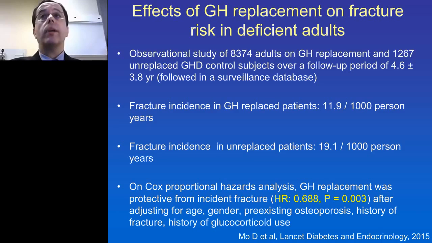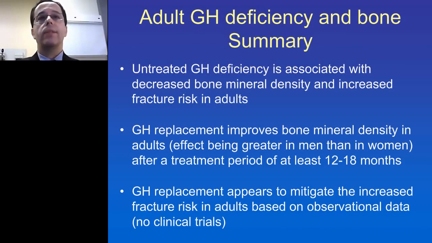So in summary, untreated growth hormone deficiency is associated with decreased bone mineral density and increased fracture risk in adults. Growth hormone replacement improves bone mineral density in adults, the effect being greater in men than women after a treatment period of at least 12 to 18 months. And growth hormone replacement appears to mitigate the increased fracture risk in adults based on observational data, but no clinical trials are available with fracture endpoints.